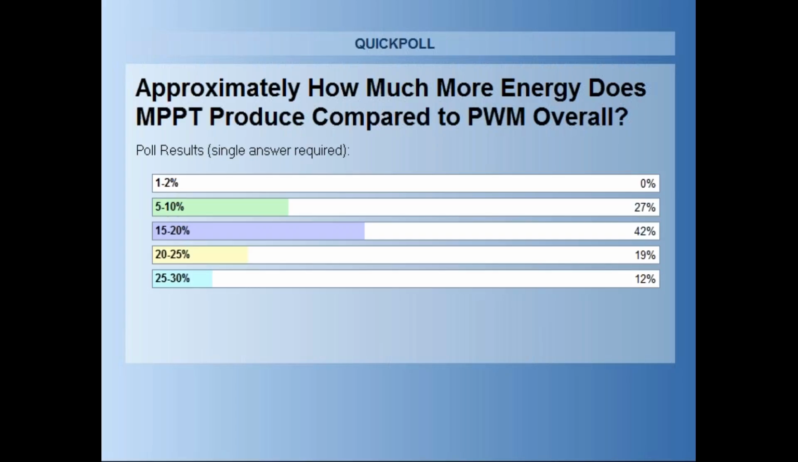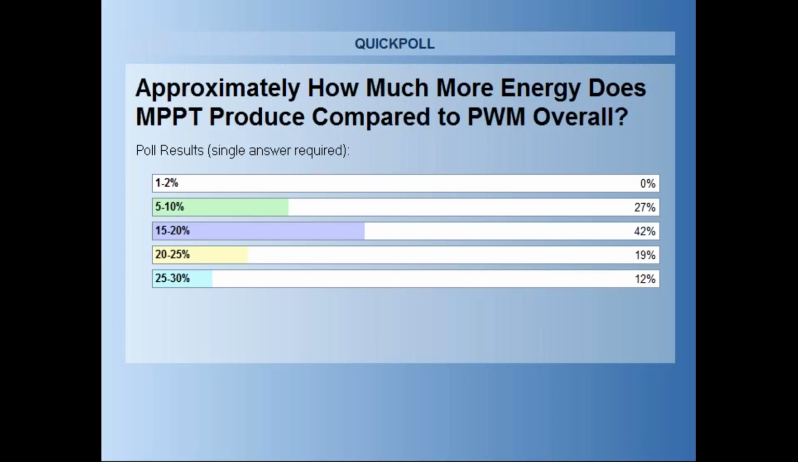Looks like the majority of the people think you're going to get between 15 and 20%. The reality is you get between approximately 3 and 8%. So if you picked 5 to 10%, you're fairly accurate. I know that's not much, and when you look at the expense of those, you may question whether they're worth it or not. And that's a topic for another day, perhaps.